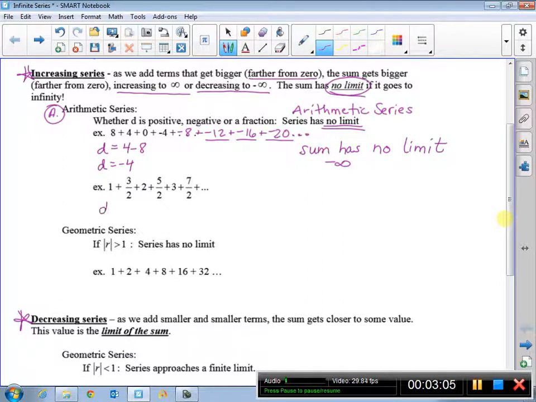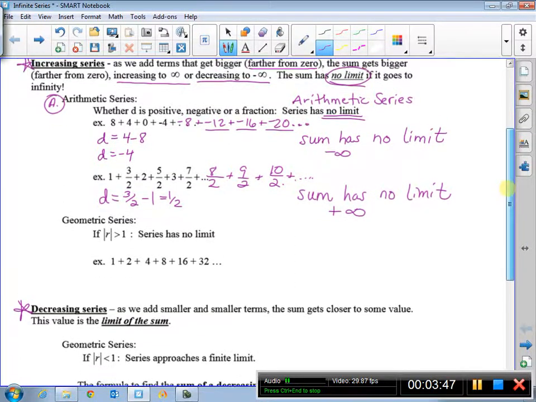For the second example, we can see the d value. Let's see, 3 halves minus 1 is a half. So the common difference between terms is a half. So the next few terms would be 8 halves, 9 halves, 10 halves, 11 halves, etc. So we're adding on 4 and 4 and a half and 5 and 5 and a half and 6, and we just keep adding and adding and adding. If we're adding and adding and adding, then there really is no limit here. And in this one, the d value is positive, and so we're summing toward positive infinity.